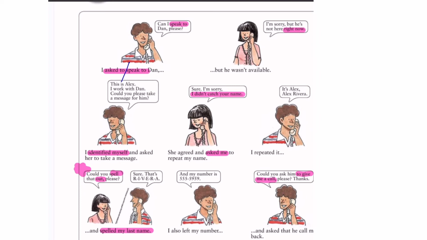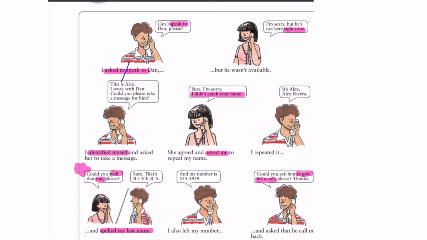This is Alex. I work with Dan. Could you please take a message for him? She agreed and asked me to repeat my name. Sure. I'm sorry, I didn't catch your name. I repeated it. It's Alex. Alex Rivera. And spelled my last name.